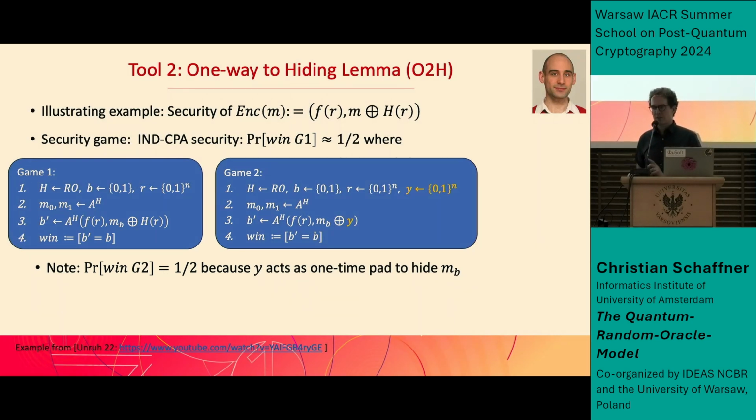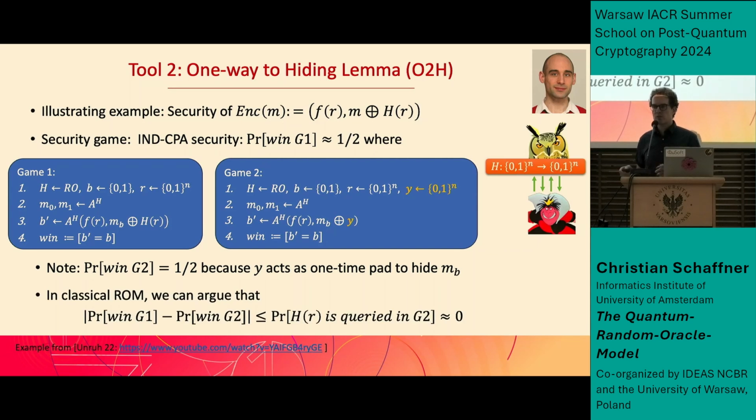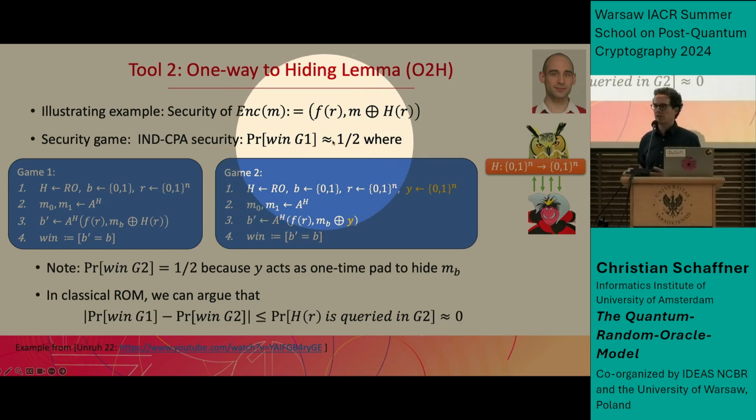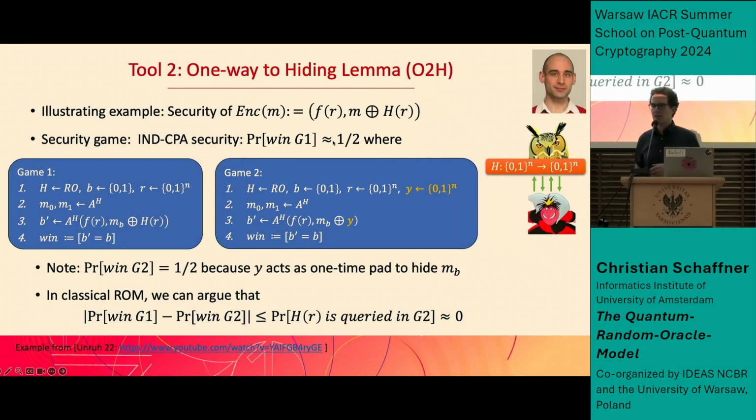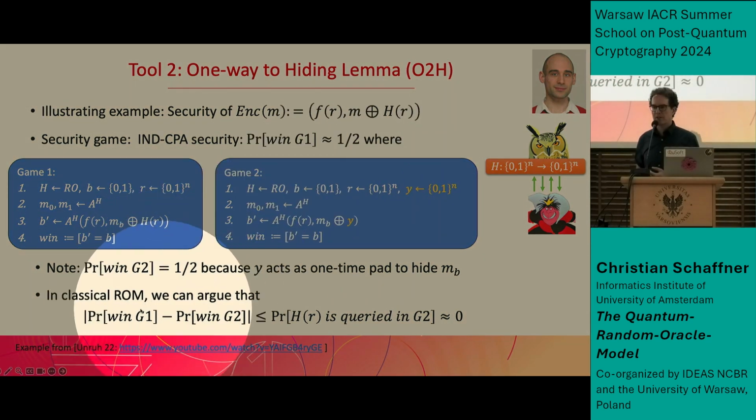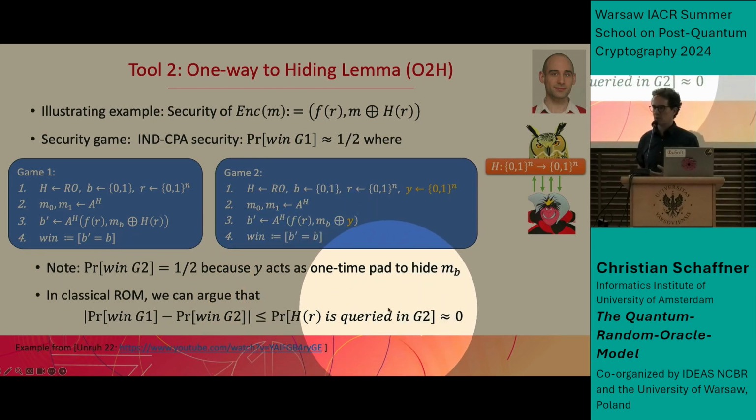Now if you could show that the probabilities of winning these two games are close, then we're done, because we want to show that the probability of winning game 1 is close to 1/2. And in the classical random oracle model, you can do that. You can upper bound the difference in the probabilities of winning these games by the probability that h of r is actually queried in game 2.